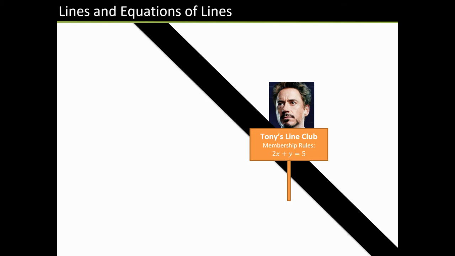So, lines and equations. It says here, Tony's Line Club membership rules are that the points must follow the equation 2x plus y is equal to 5. It must be true. It must satisfy that equation. Okay, so let's look at this point here, (0, 5). Would it work? If I plug (0, 5) into that equation, will the equation be true?